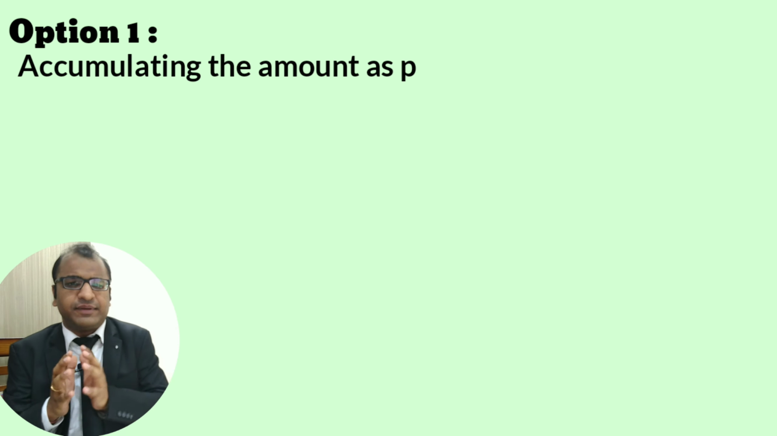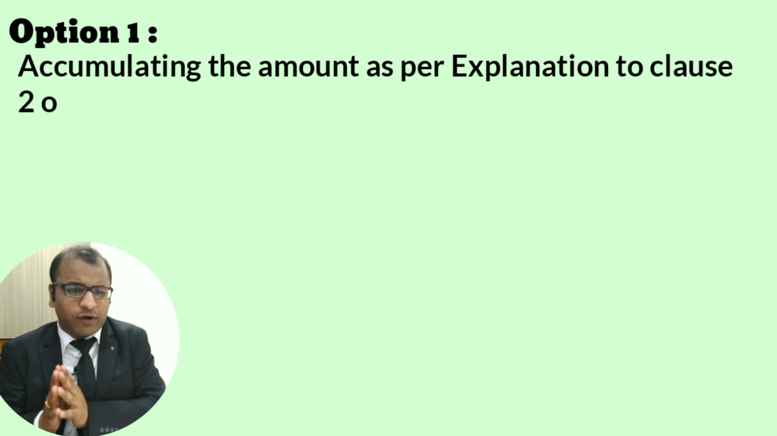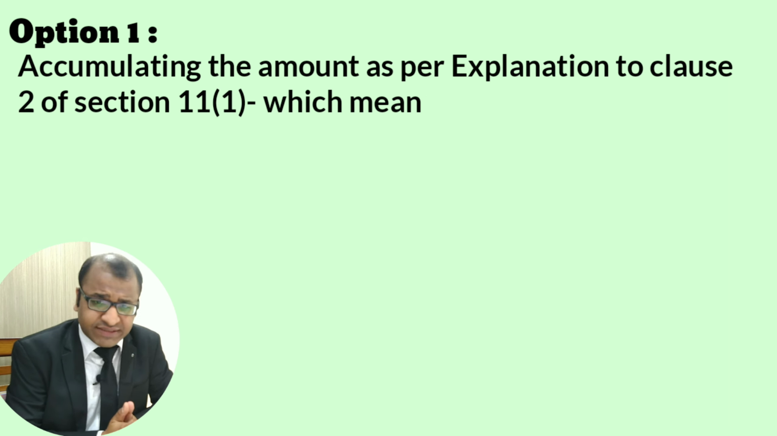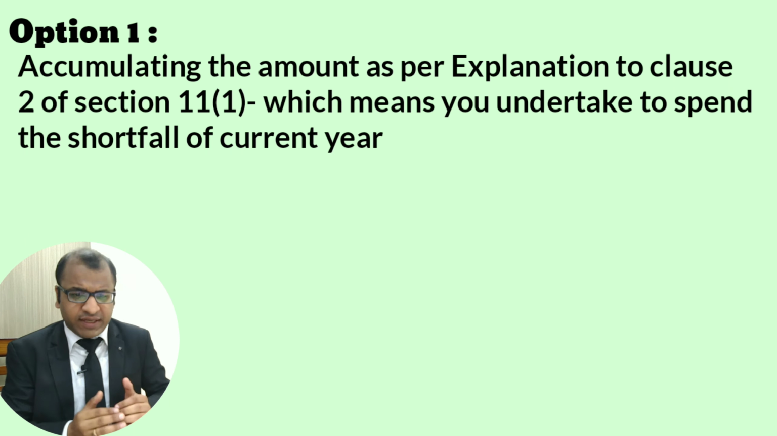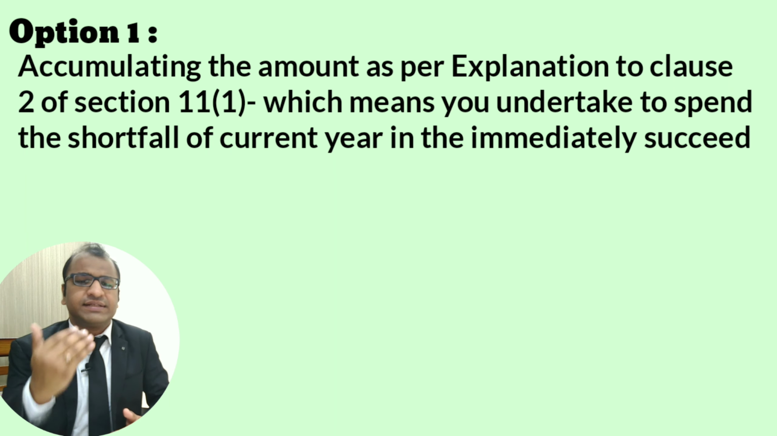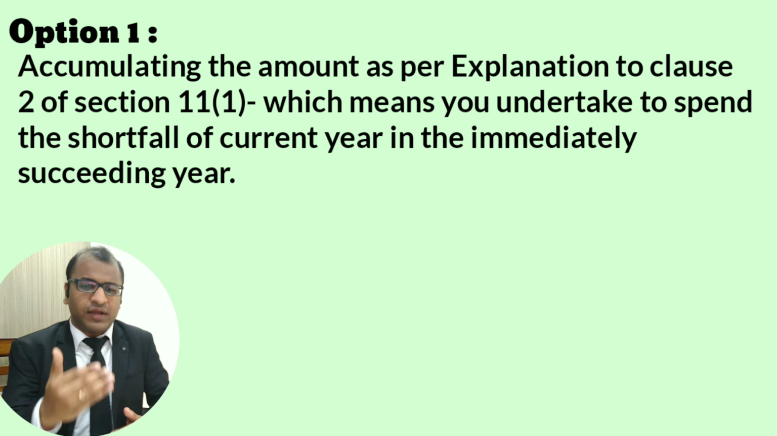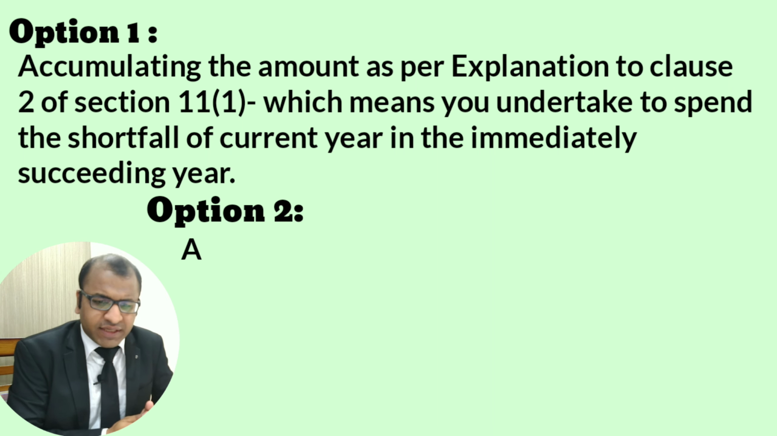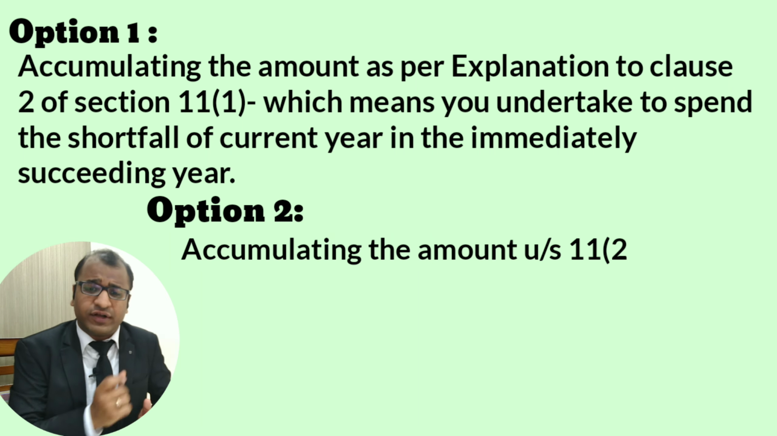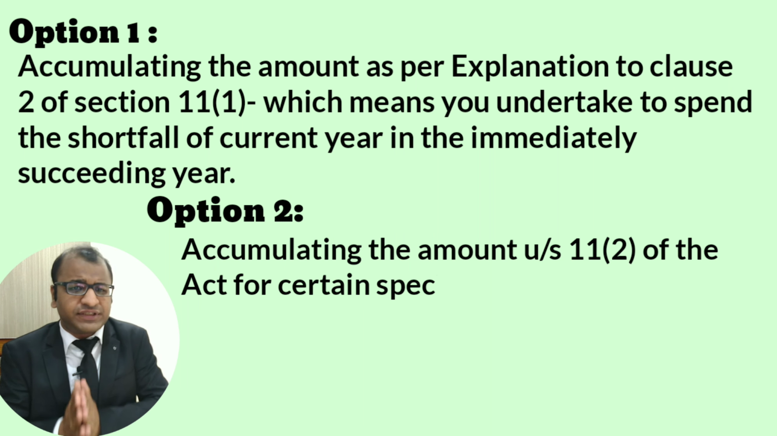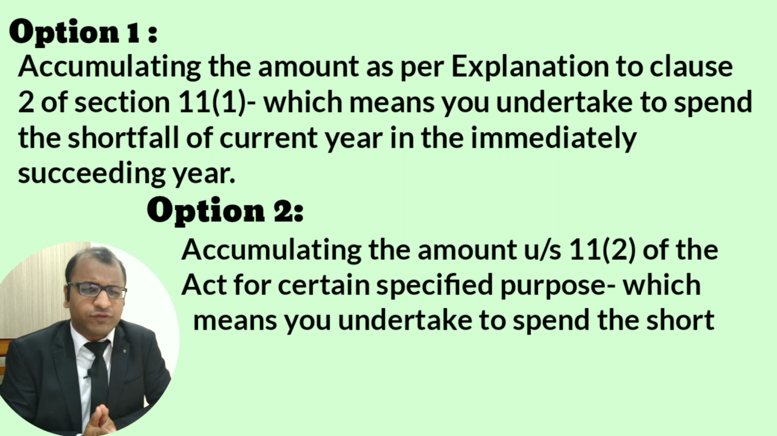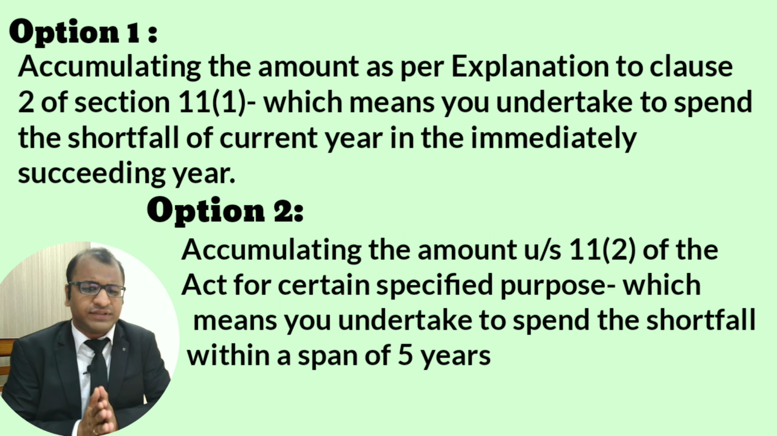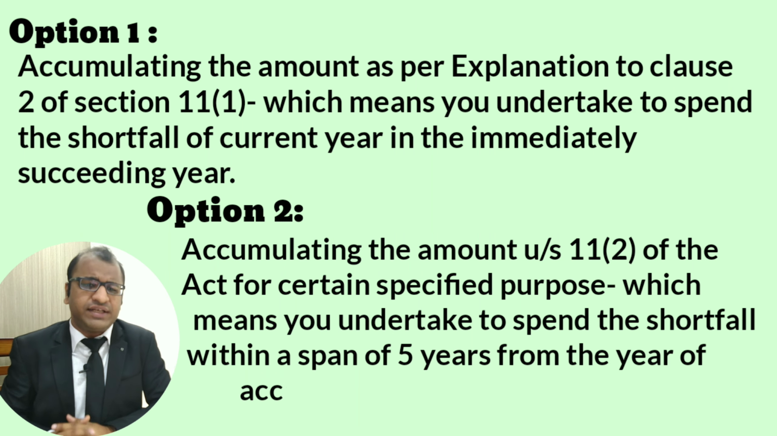Option 1, accumulating the amount as per explanation to clause 2 of section 11(1), which means you undertake to spend the shortfall of the current year in the immediately succeeding year. Option 2, accumulating the amount under section 11(2) of the Act for certain specified purpose, which means you undertake to spend the shortfall within a span of 5 years from the year of accumulation.